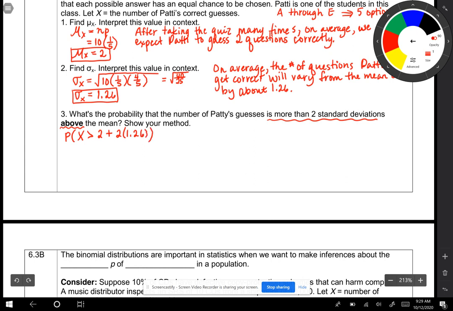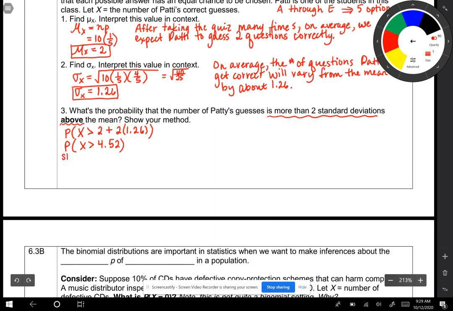And that'll give you the probability. So that ends up being 4.52. So X is greater than 4.52. So we have to think about this for a second. You're not going to get 4.52 questions right. So she can get 4 questions. Oops. Or 5 questions correct here.